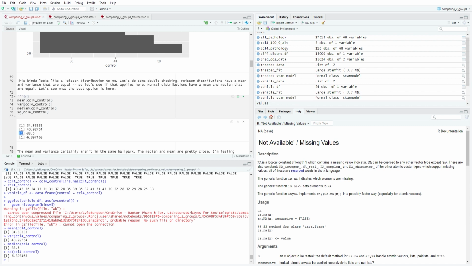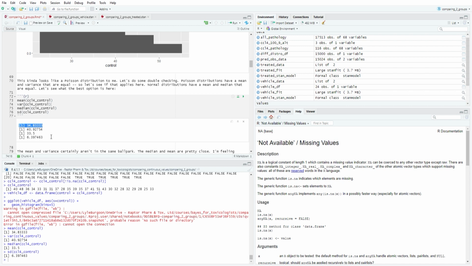But I also looked at the median, and look at that median. Whoo-wee. That is really close to that mean. And when we have normal distributions, we normally have a mean and a median that are equal. So I mean, this is close enough. I could probably get away with modeling this control data using a normal distribution.